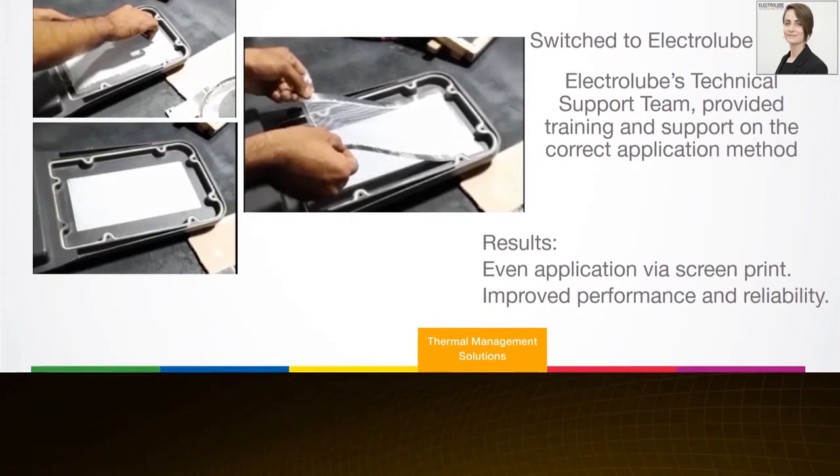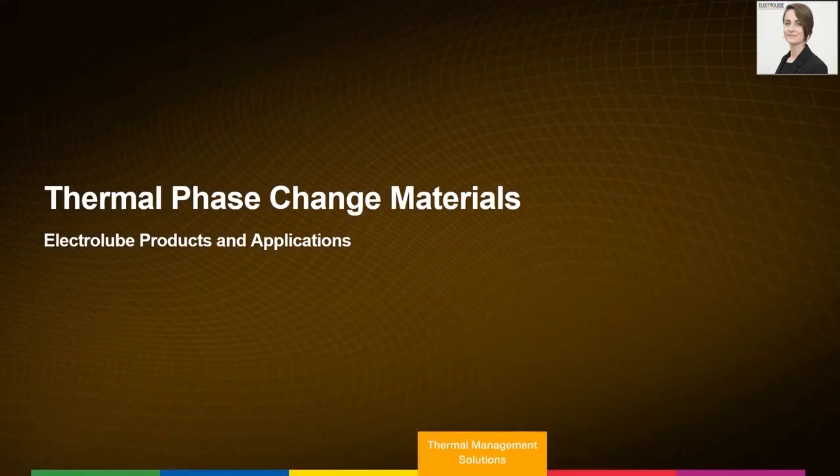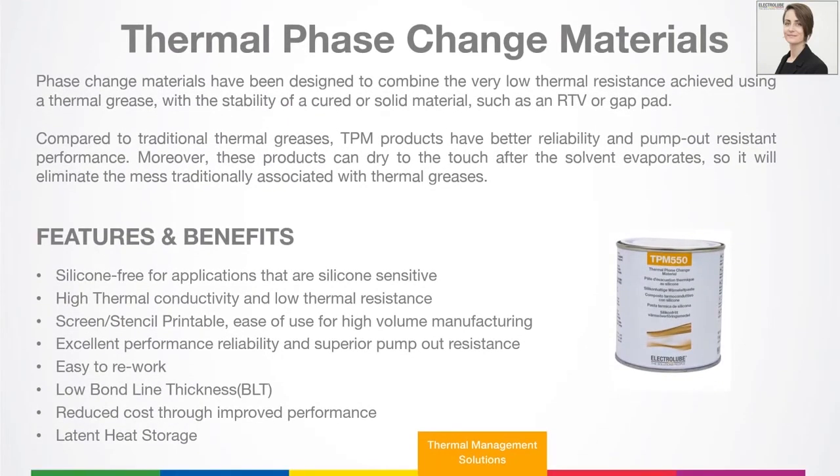So we're going to have a look at some thermal phase change materials now. These are silicon-free products, and they're suitable for applications where silicons are not allowed. They have high thermal conductivity and low thermal resistance, and they can be applied using a variety of methods, mainly screen and stencil printable, which again gives you that nice thin, even layer.